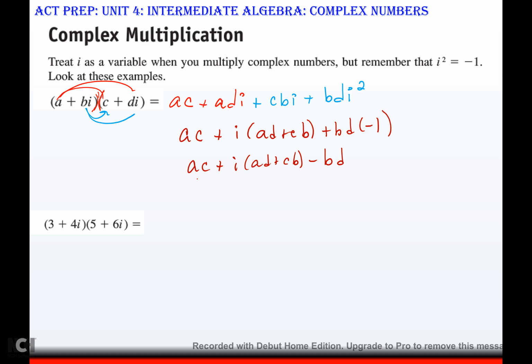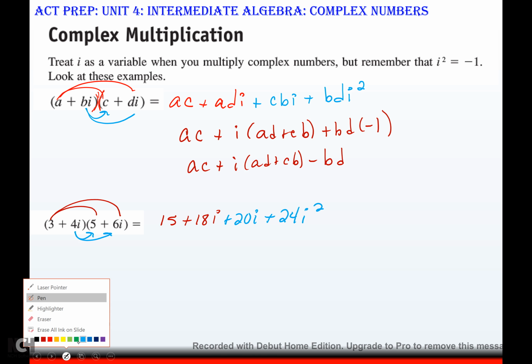When we talk about some examples that don't just have variables in them, okay, 3 times 5 would be 15. 3 times positive 6i would be positive 18i. Then we distribute the positive 4i times 5 is positive 20i. And positive 4i times positive 6i is positive 24i squared. So now we clean it up. We combine like terms and replace i squared.